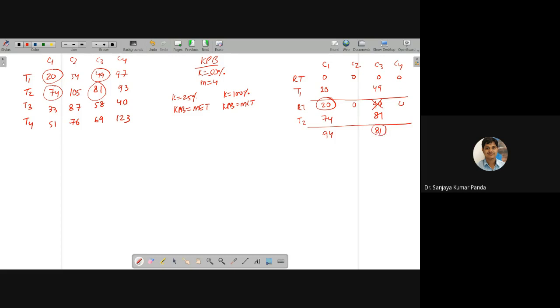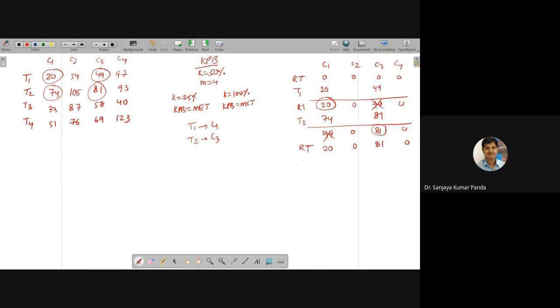Okay. The rest are 0 because we have not mapped them. So the ready time is updated, and this is undone because I have not assigned it. So 20, because T1 is assigned to C1. That's why it is 20. And T2 is assigned to C3. That's why it is 81. So now 2 tasks are assigned.